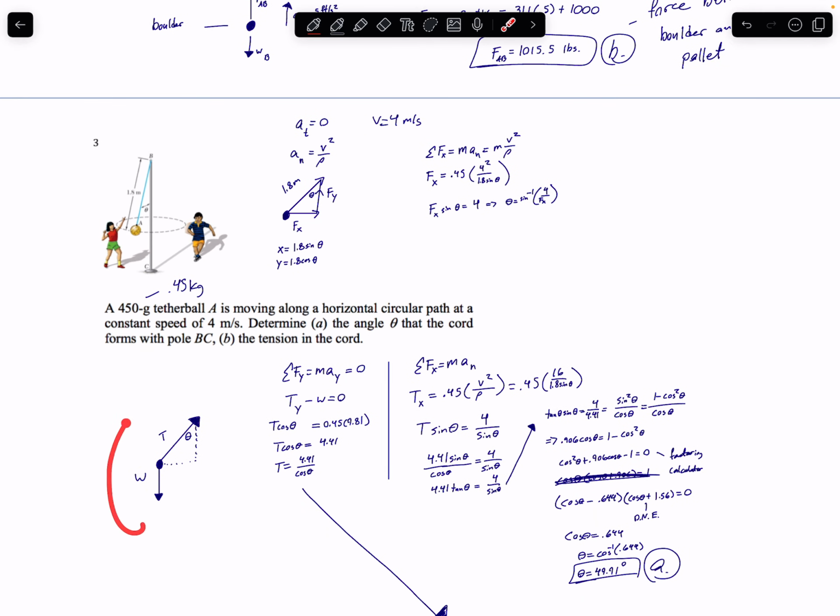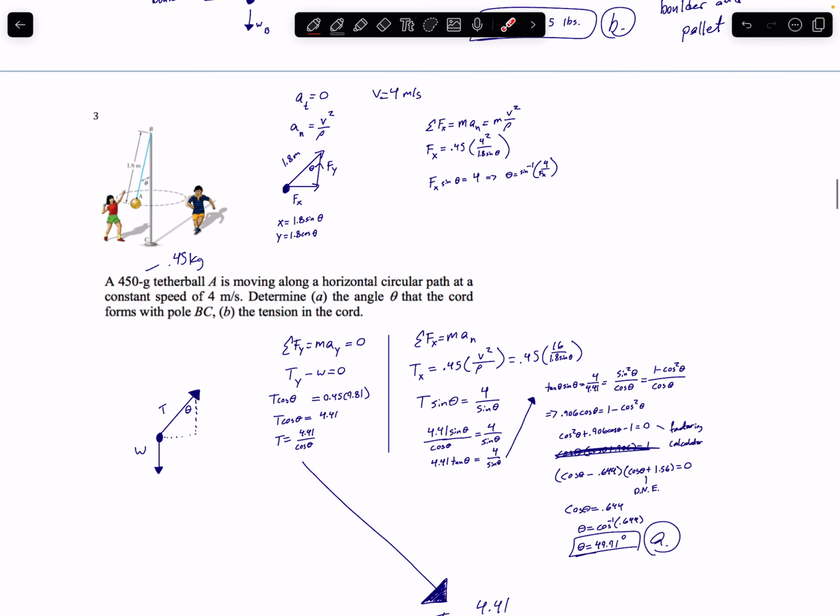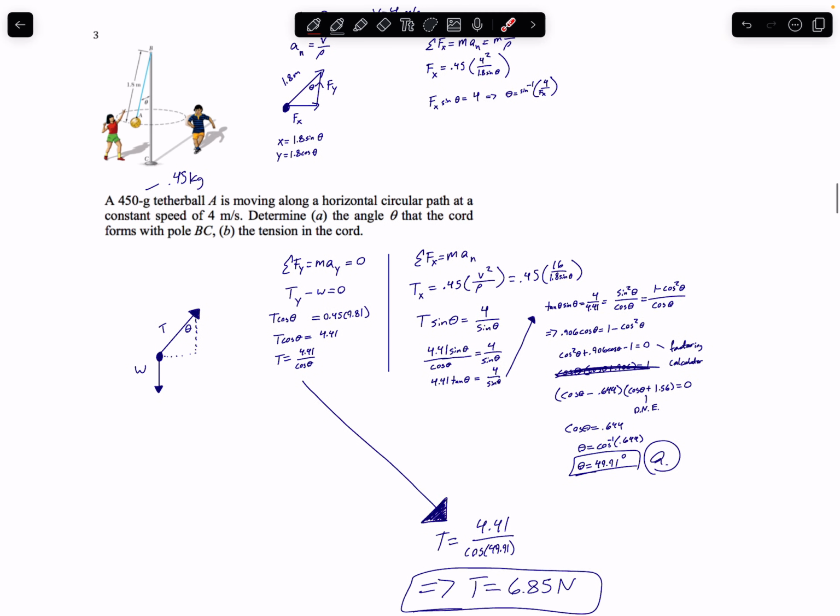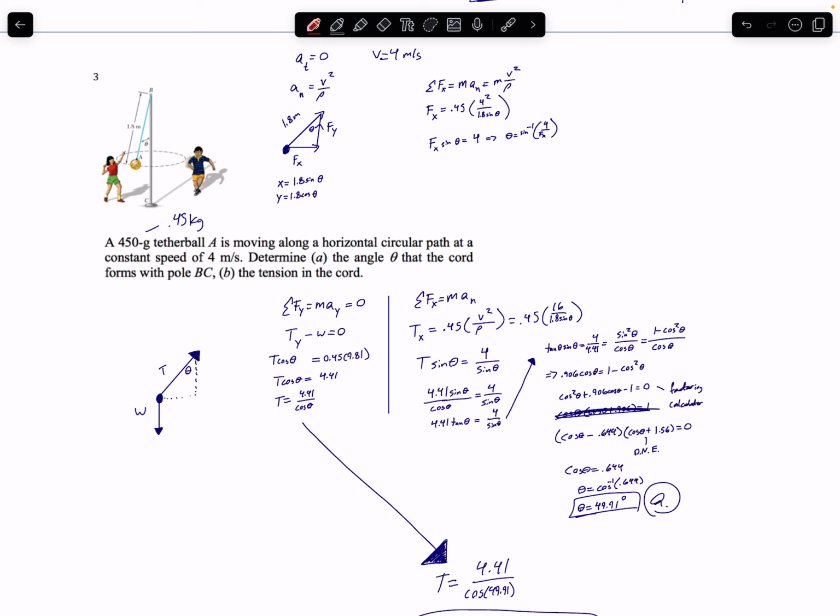Yeah, and I mean, we have another free body diagram there as well. Actually, that was from a trial run.